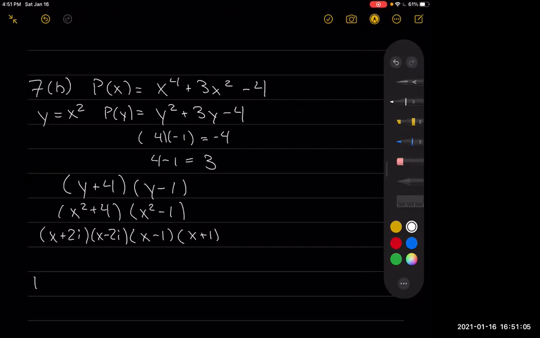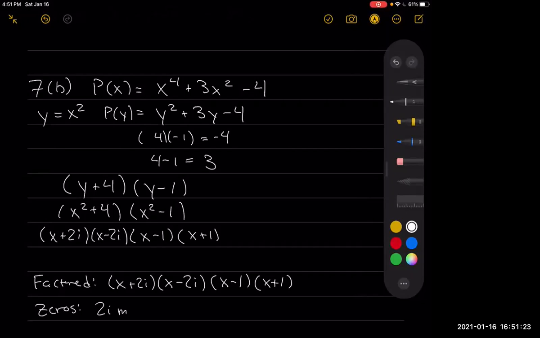So that means our factored form is x plus 2i, x minus 2i, x minus 1, x plus 1, and our zeros with multiplicity are 2i multiplicity 1, negative 2i multiplicity 1, negative 1 multiplicity 1, and 1 multiplicity 1.